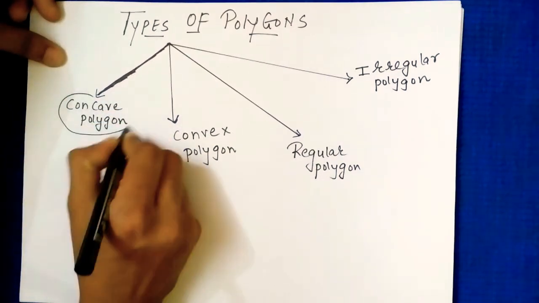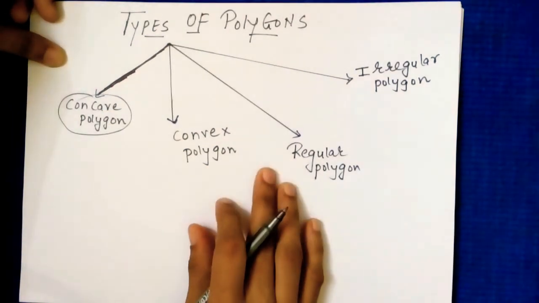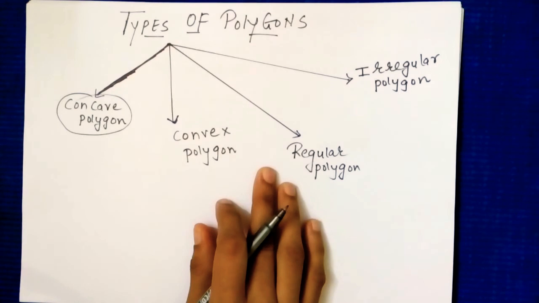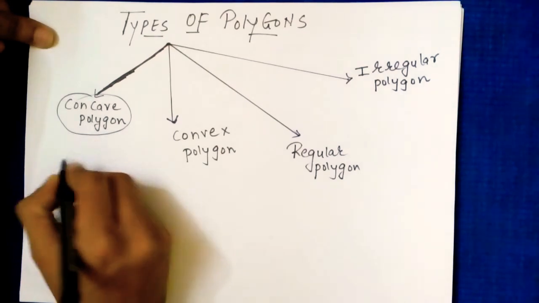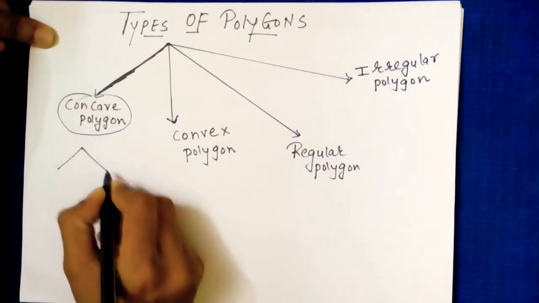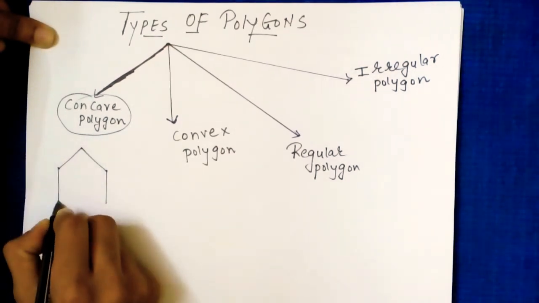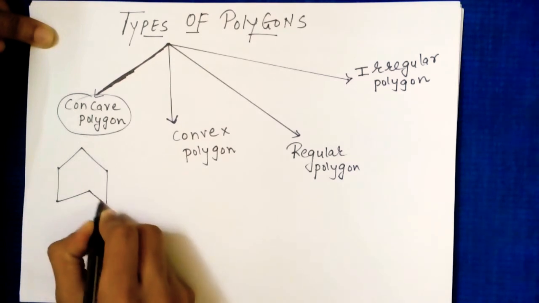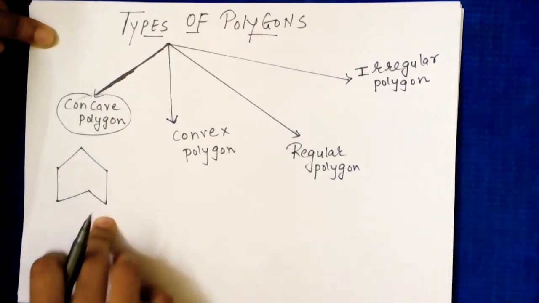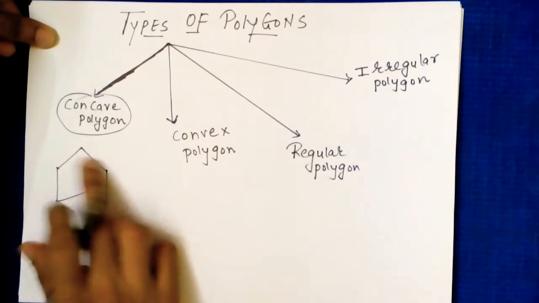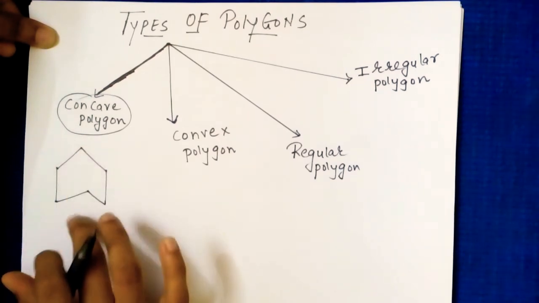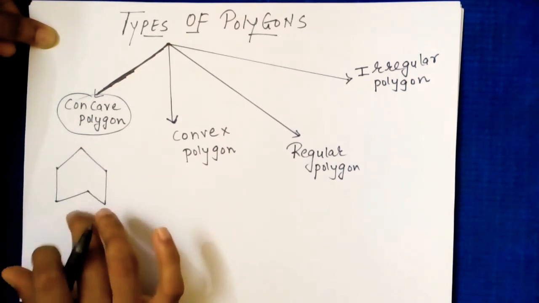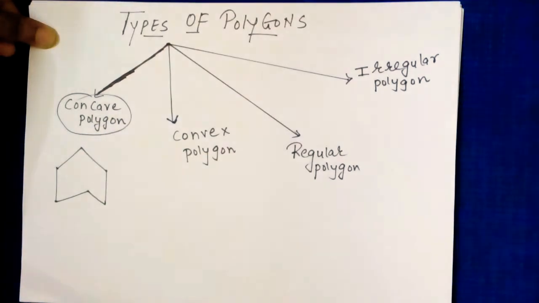Now when we talk about concave polygon, concave polygon means a polygon having at least one angle more than 180 degree. For example, I am taking this figure. Okay, this figure I have drawn. So this is closed and this is made up of straight line segments. So it is clear that this is a polygon. Now we will check whether it is a concave polygon or not.